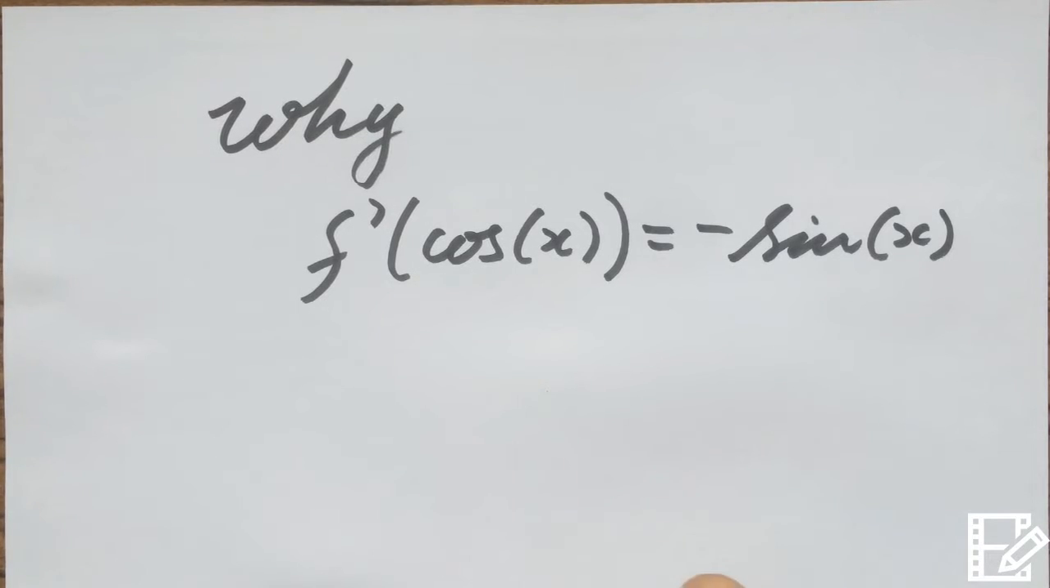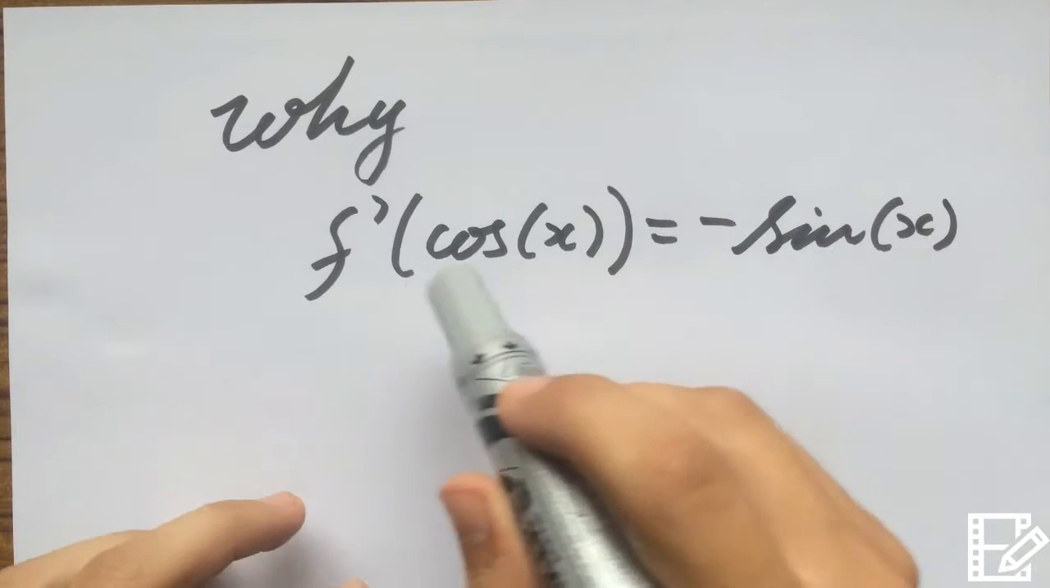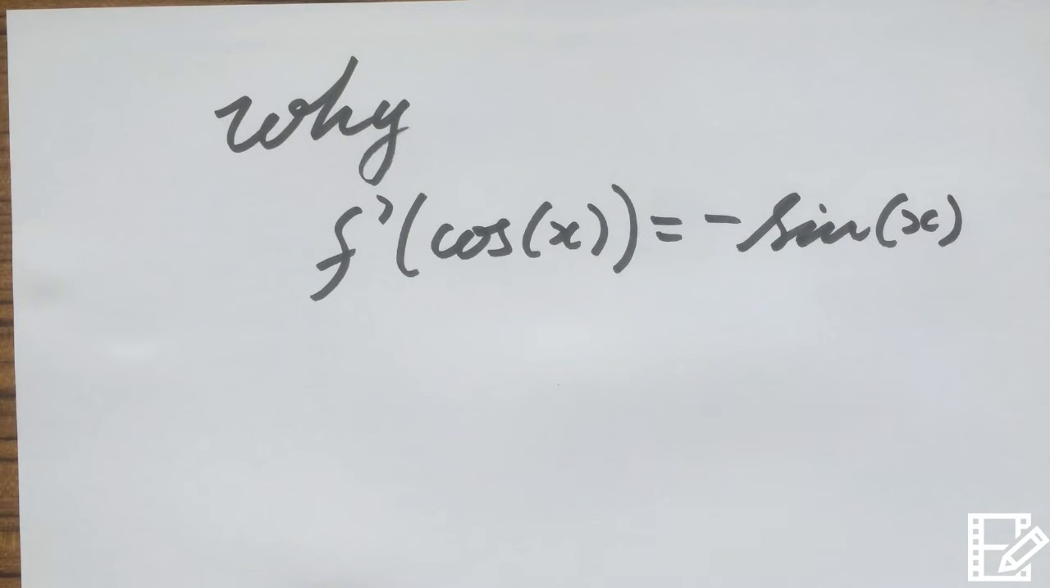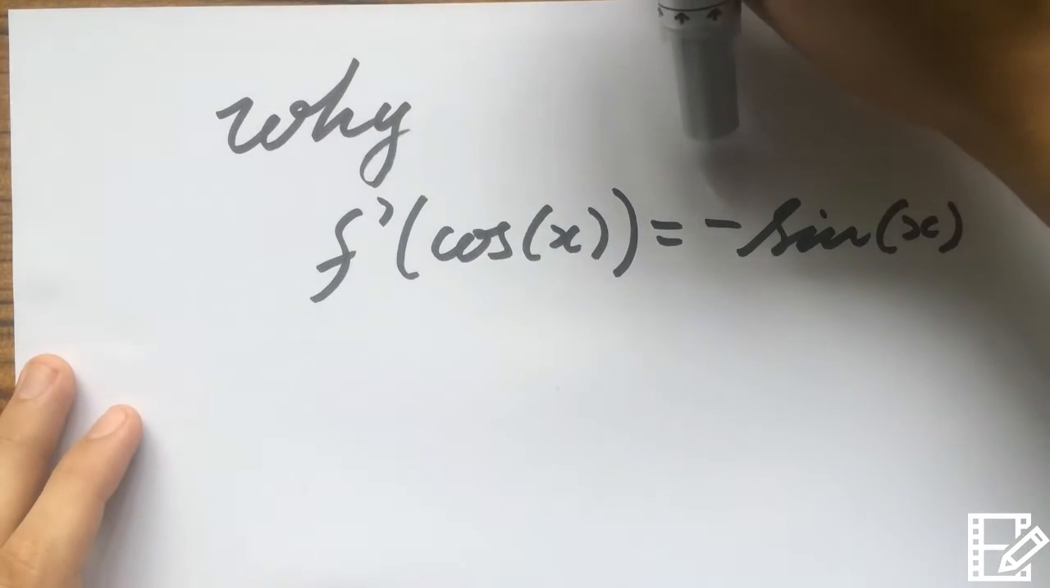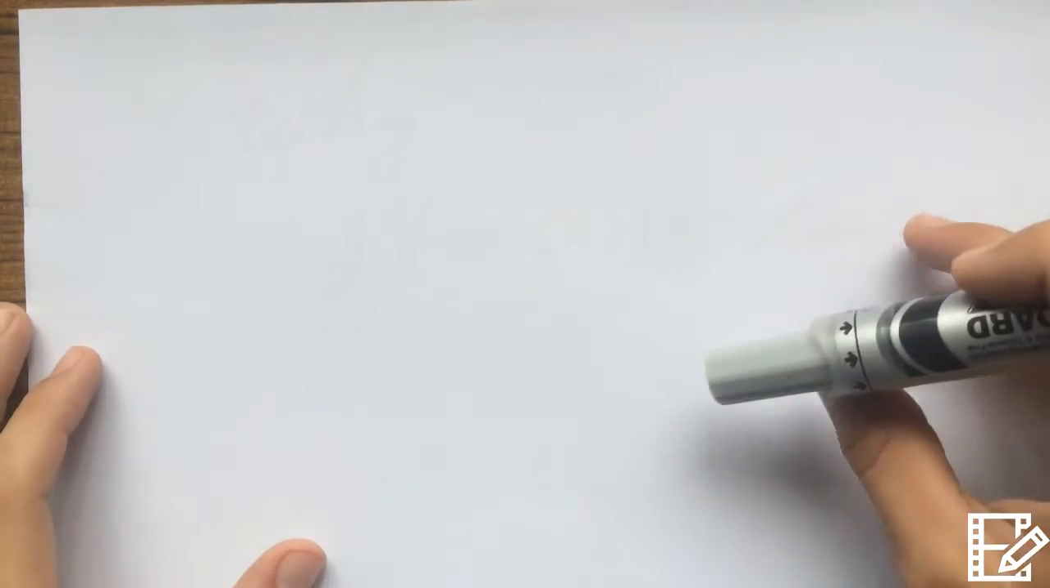Why does the derivative of cos x equal negative sin x? That's probably why you clicked on this video, and I will show you why. It's very similar to how we did sin x. When you derive it, it becomes cos x, and I'll be using techniques from that video and the past two videos.